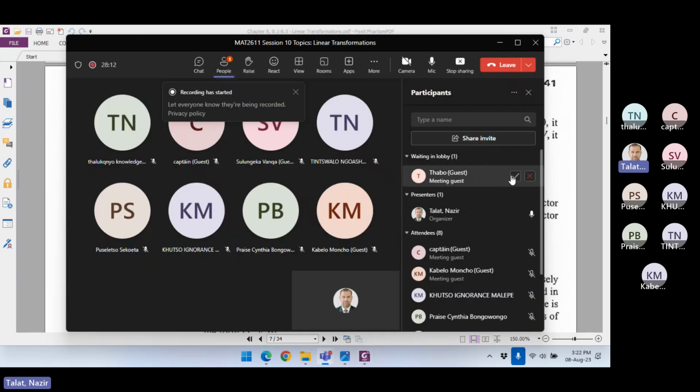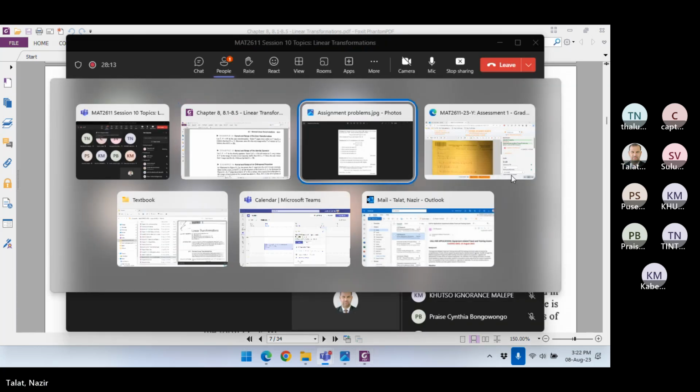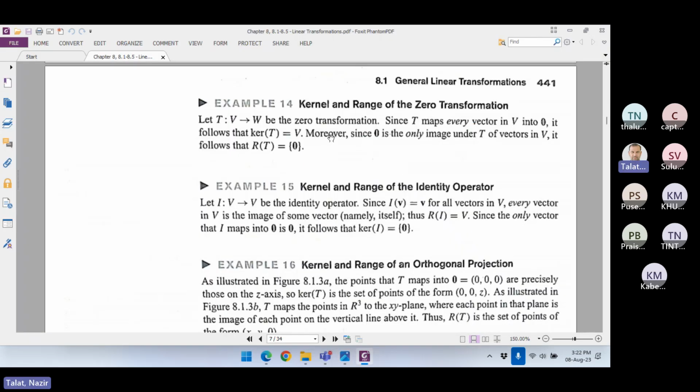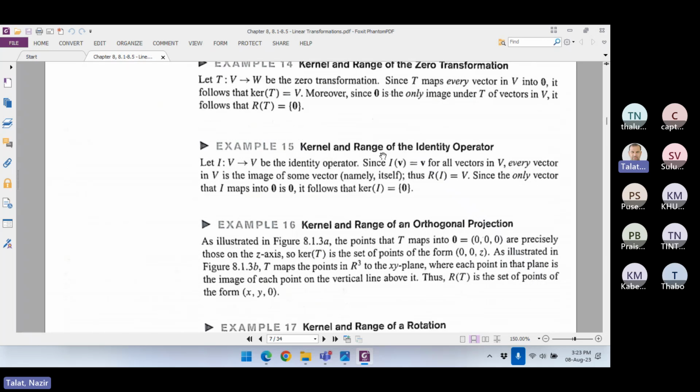It means that as every element is 0, for every element from vector space V, the image is 0. So it means the range is only 0. The range of T will be only the single element 0. Now, the kernel and range of an identity operator is also a good example to understand what the kernel is and what the range is.